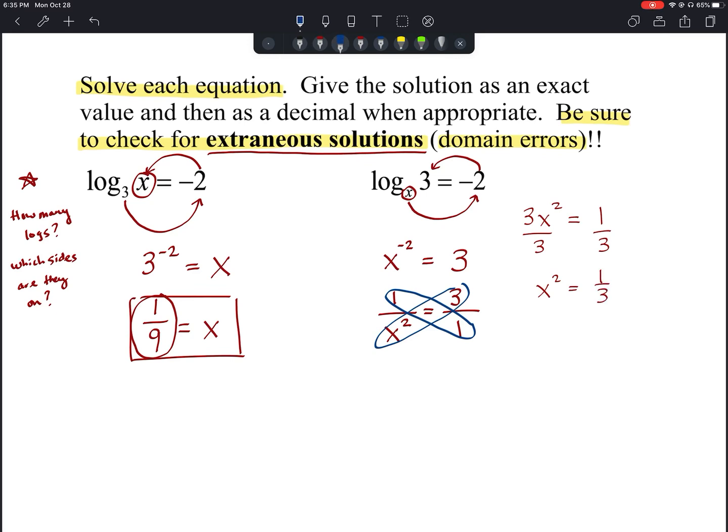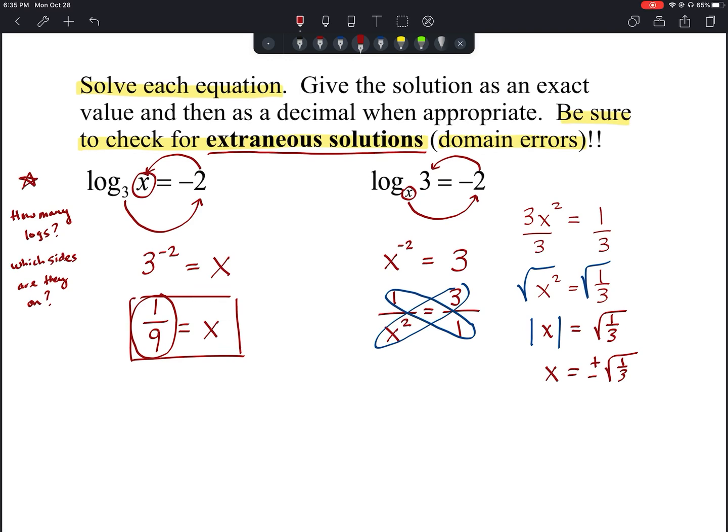Now when we take our square root of each side, remember the square root of x squared is the absolute value of x. And that equals the square root of 1/3, which means that x should equal positive or negative square root of 1/3.